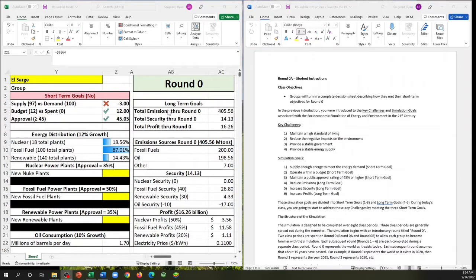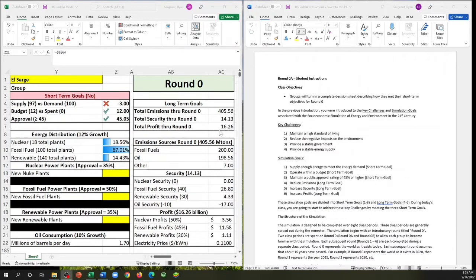Emissions refers to carbon emissions, and this is how we're going to think about the environmental consequences. High carbon emissions are bad, low carbon emissions are better. Profit is a little easier to understand. This is the amount of money that your energy company is making based on the electricity that you're selling. The more money you make, the more you have access to resources to work with, and so it's good to maximize your profits.